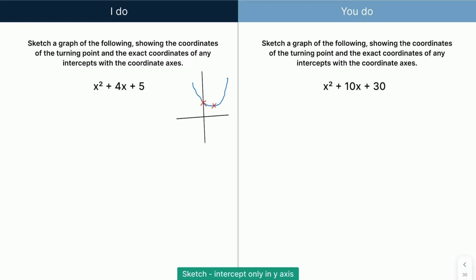With a graph like this one, if I draw it out down here, there are multiple points of intercept. There is one y-intercept, which there always is, and there are also two x-intercepts. Just bear that in mind. With this example, we are only going to be looking at finding the intercept on the y-axis, and you'll find out why soon. There are two bits to this. Let's start with finding the turning point. To find the turning point, we're going to complete the square.